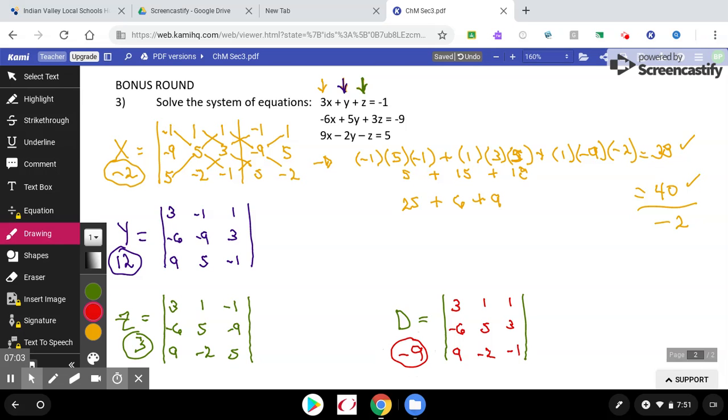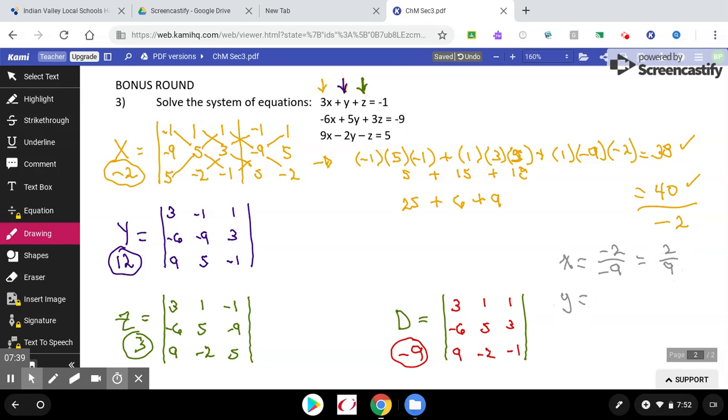So to wrap this up, this is how we find the actual answers. The negative 2 is not the answer, the 12 is not the answer, neither is the 3. If you want to find the x coordinate, you take your determinant from the x, which was negative 2, and divide it by the D matrix. That last matrix, and the reason I call it D is because it's the guy you're supposed to divide by. So negative divided by negative is positive. 2/9 does not reduce. Hey, 2/9 is my answer.